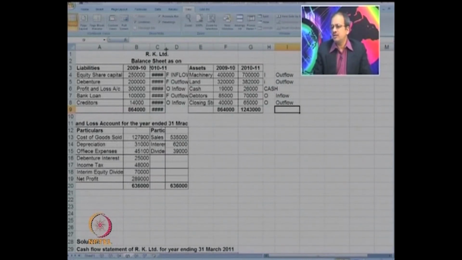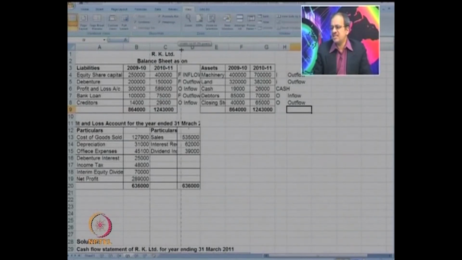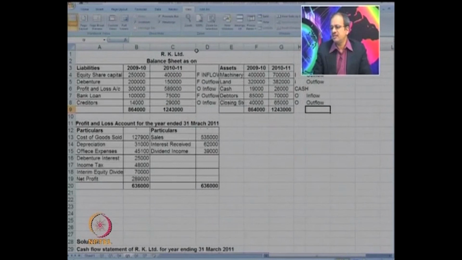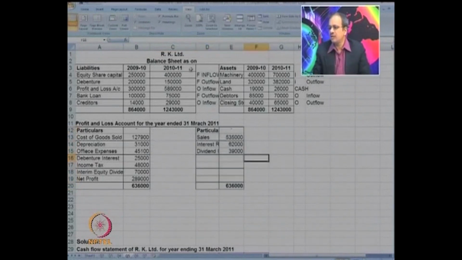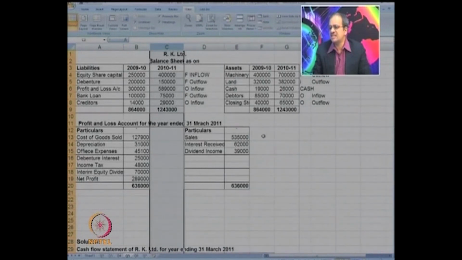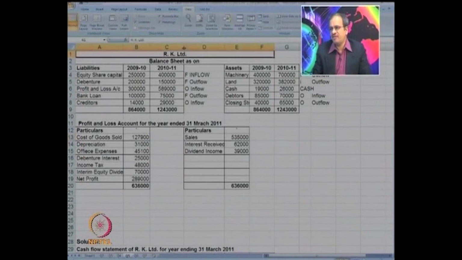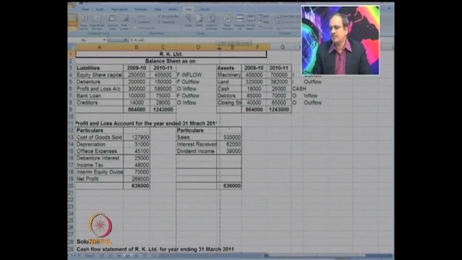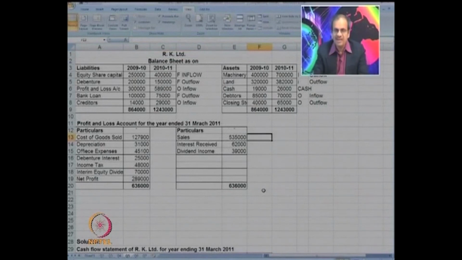So, sales, interest received, dividend, all are given. Let us start with sales. What will you mark sales as? Okay. What will you mark for sales? Any guesses? It is nothing. You should mark it as XX because it is neither an inflow nor an outflow. It is a day-to-day item. So, we do not record it in the cash flow statement.